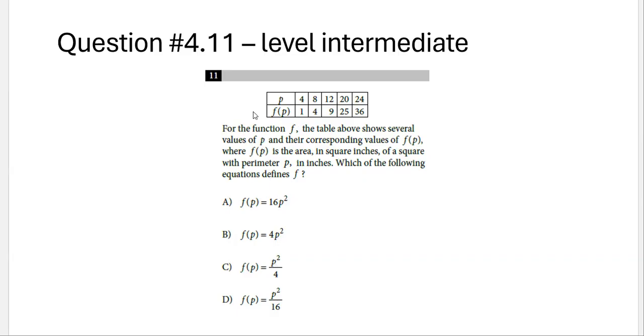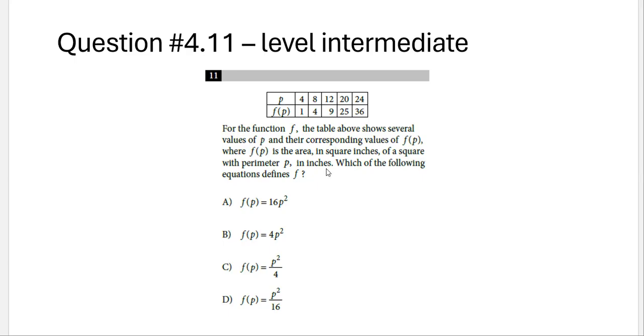Because now let's kind of skim through this blurb over here. Function f, table above shows several values of p and the corresponding values of f of p. I don't care about this middle part. Which of the following equations defines f? So I guessed correctly that we're trying to match one of these equations to this table.